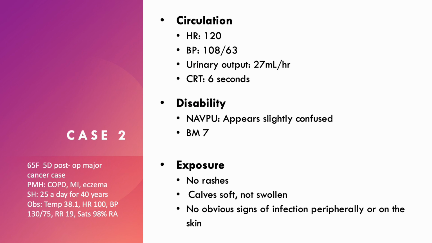So we look at the circulation, heart rate is 120, tachycardic, blood pressure is 108/63, hypotensive, urine output's dropped, capillary refill time is 6 seconds, so that's very long. Disability, the patient is confused, the blood glucose is normal. Exposure, there's no rashes, the calves are soft and non-tender, there's no obvious signs of infection peripherally or on the skin. So interventions wise, you want to get an ECG. This patient is tachycardic. You're going to want to fluid resuscitate this patient, get some bloods, get some blood cultures off this patient.